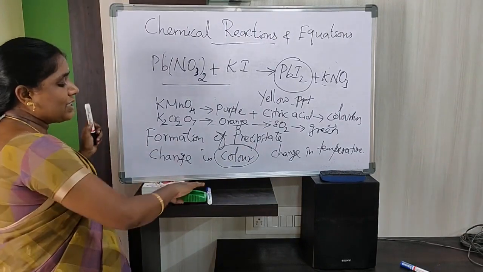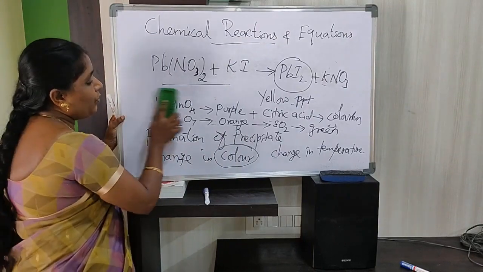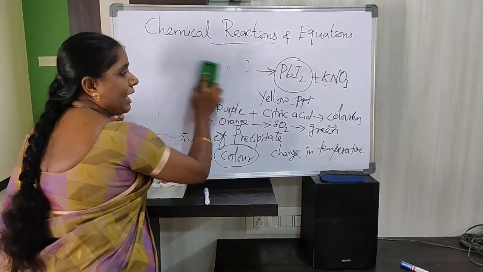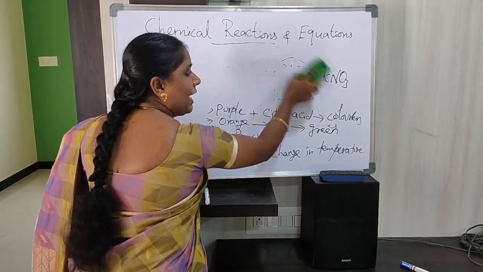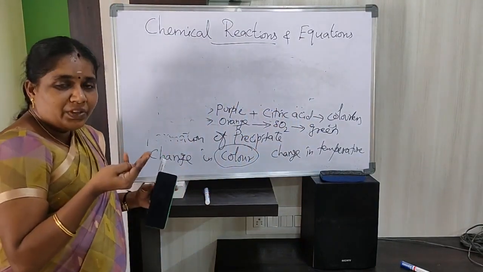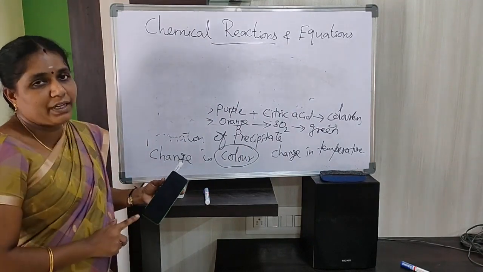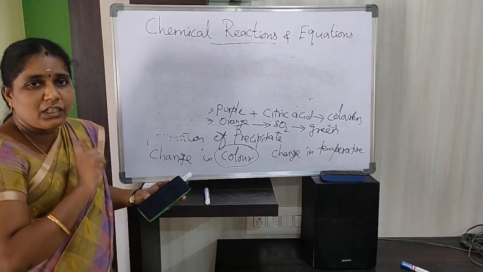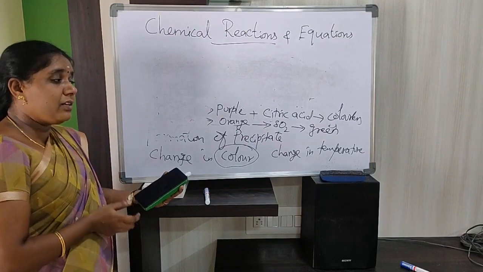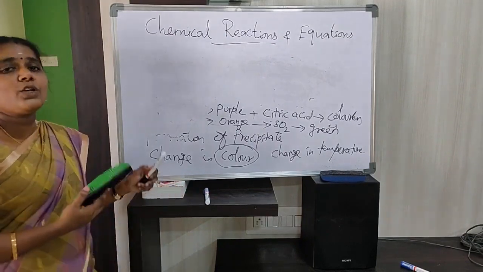Same like this we have discussed change in temperature also. The same example we can discuss: zinc granules react with sulfuric acid to form zinc sulfate and hydrogen. During that process also, if we touch the test tube, we feel hot. So in that case, a rise in temperature takes place. So with the help of rise in temperature or fall in temperature, we can identify whether a chemical reaction has taken place or not.